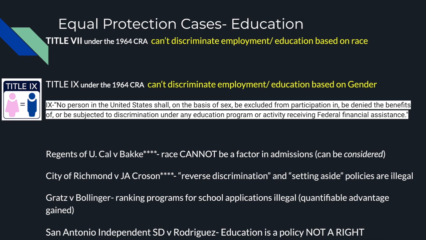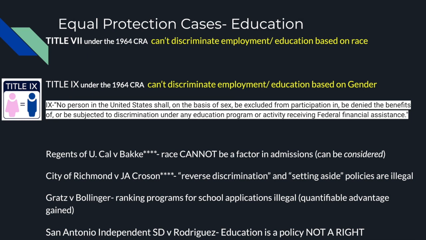So, two things here. One, you get Title VII. Title VII under the 1964 Civil Rights Act says you can't discriminate in employment or education based on race. Let me be clear here. Title VII corresponds with race, whereas Title IX, which we are all probably much more familiar with as it applies to high school sports, you've heard it a million times.